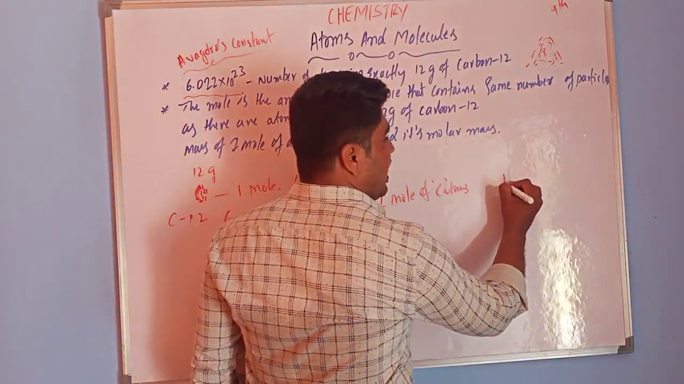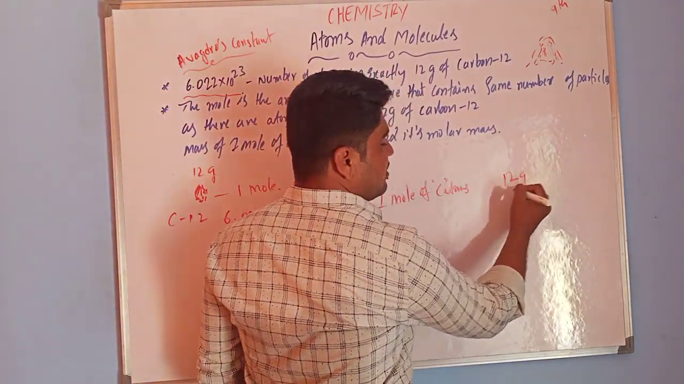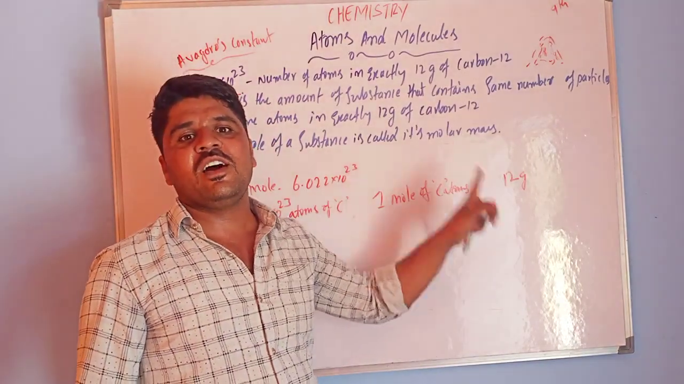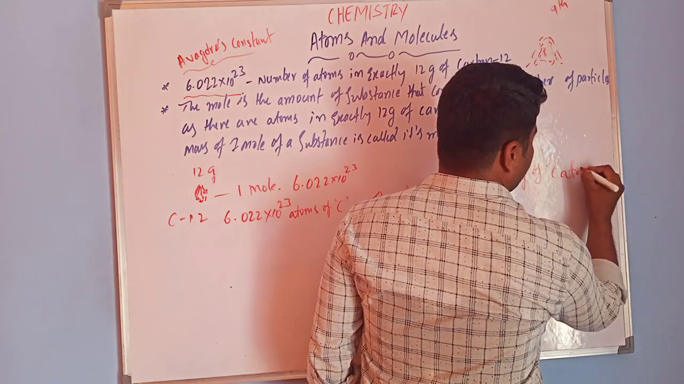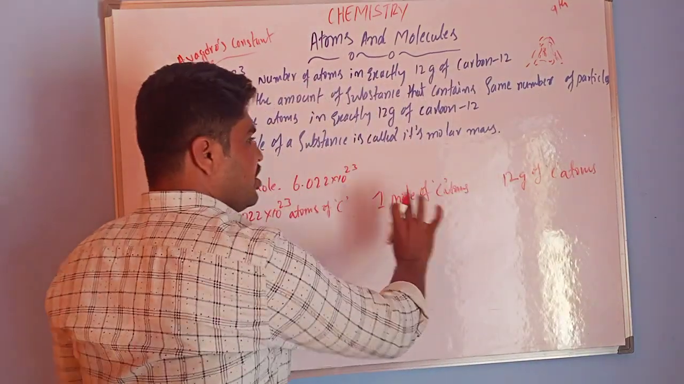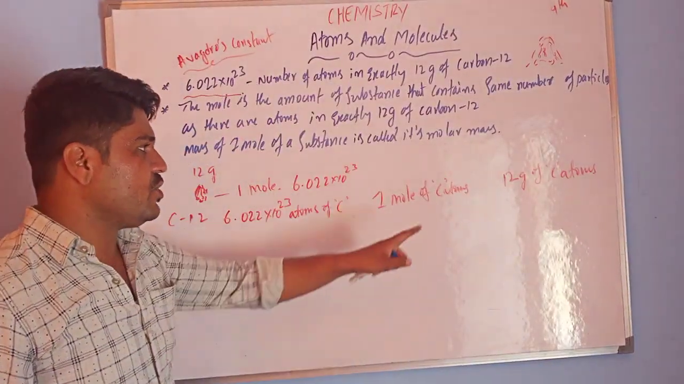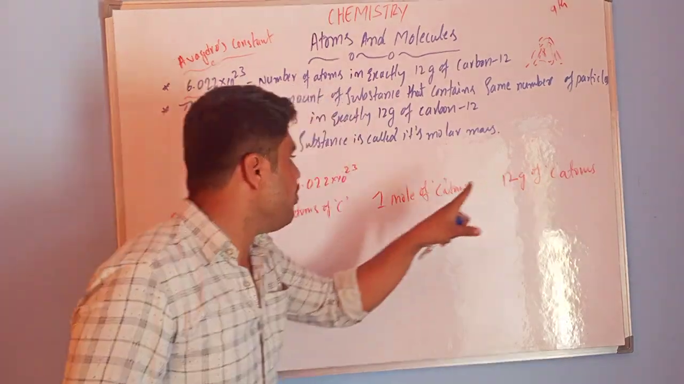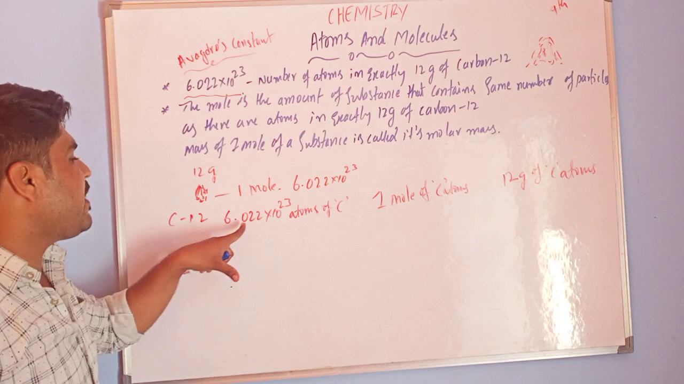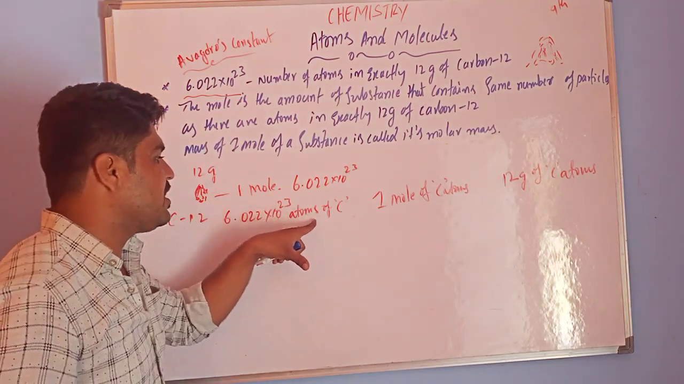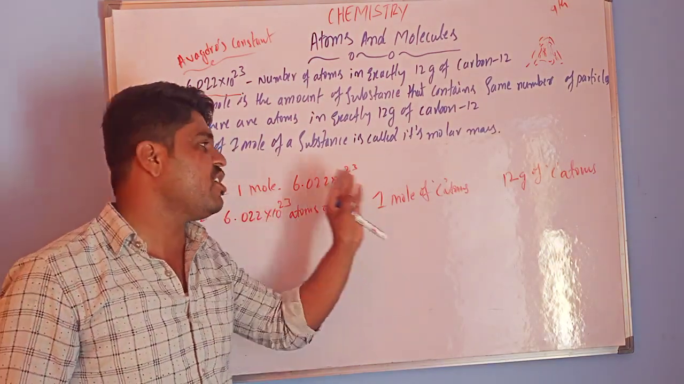The atomic mass of carbon is 12. That means 12 grams of carbon atoms. All these give the same meaning. So 12 grams of carbon atoms means 1 mole of carbon atoms, and 1 mole of carbon atoms means 6.022 into 10 to the power of 23 atoms of carbon. All these give the same meaning.